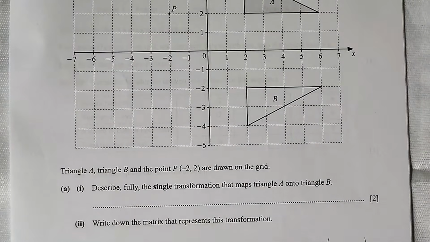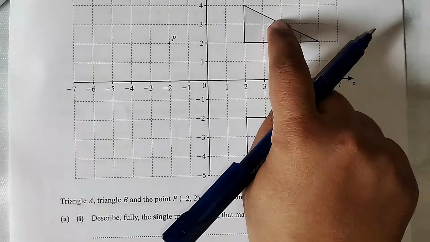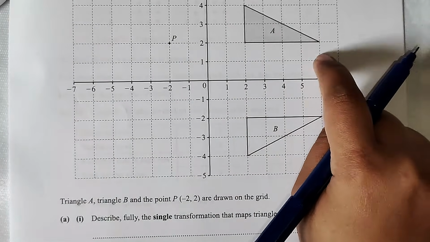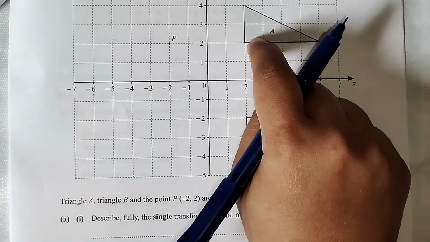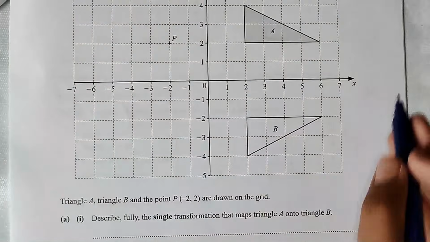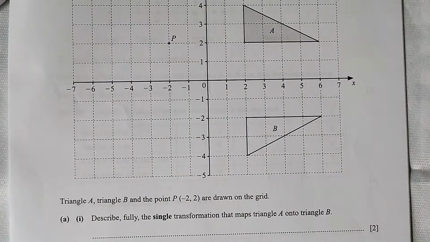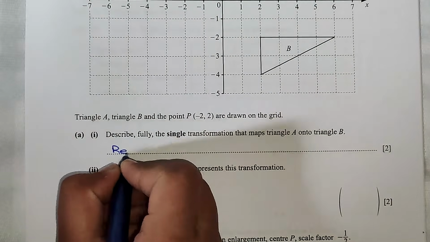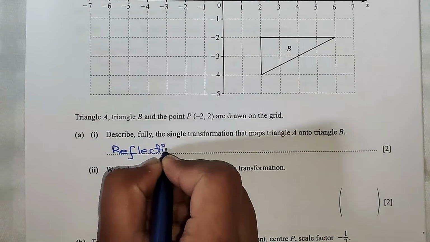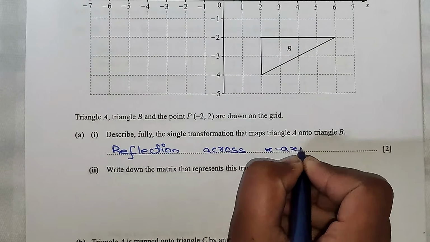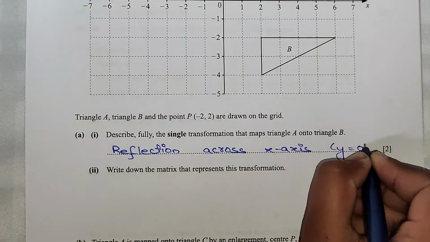Okay, so as we can see, A and B, so this point would be this point, 1, 2 and 1, 2, 3, 4, 1, 2, 3, 4. So they have equal distance along this line. So it is basically a reflection across the x-axis, or we can say across the line y equals 0, right? So reflection across the x-axis or the line y equals 0.